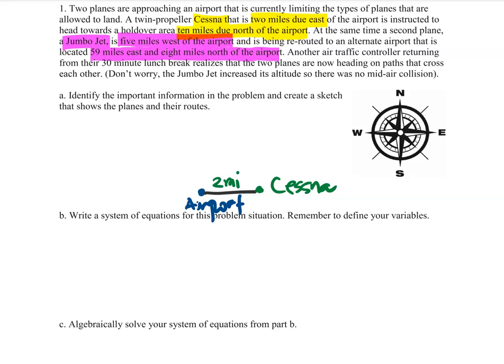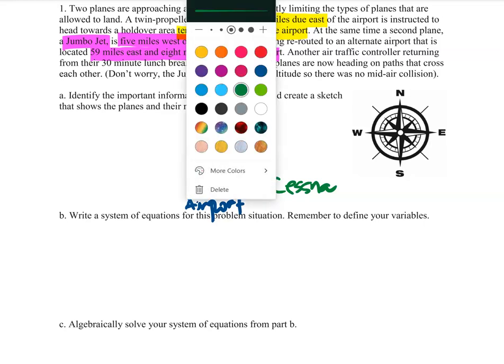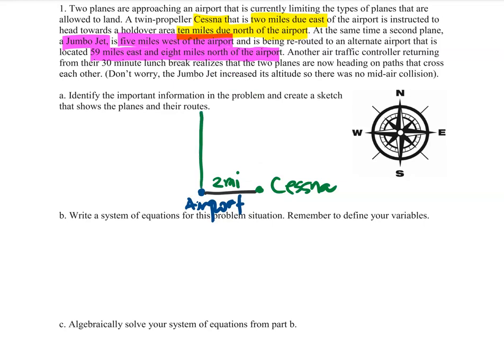And it was instructed to head towards a holdover area 10 miles due north of the airport. So this is the airport, and let's say this is 10 miles.